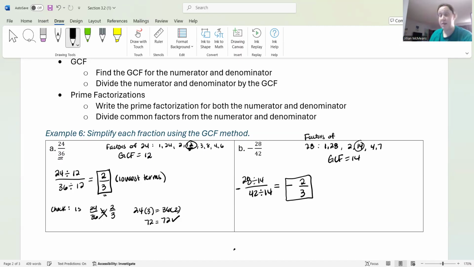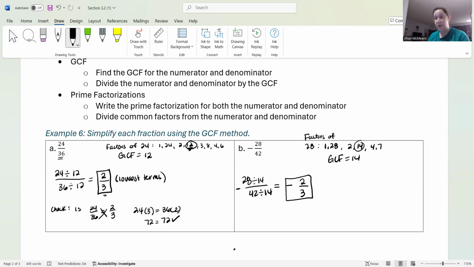And if you want to check this, you certainly could. You could do the cross product between 28 over 42 and 2 over 3, and you'll get that the cross products match. And then you can already see that 2 and 3, they're prime. They don't have any common factors, so you're done at this point. So that is the GCF method.